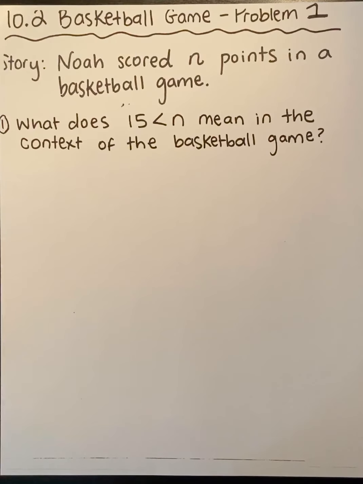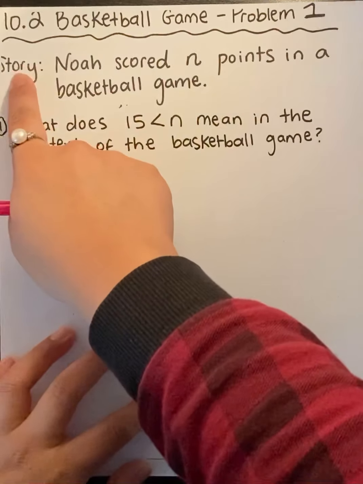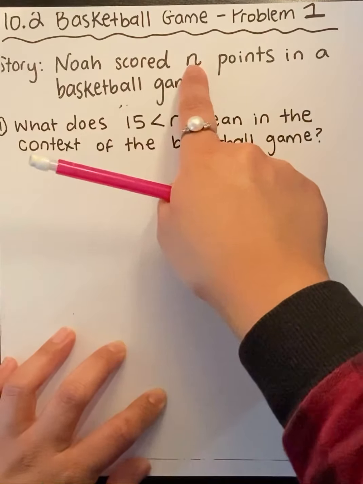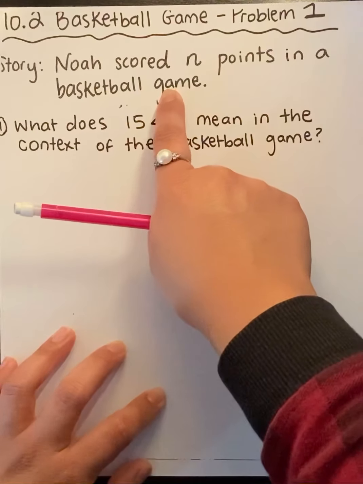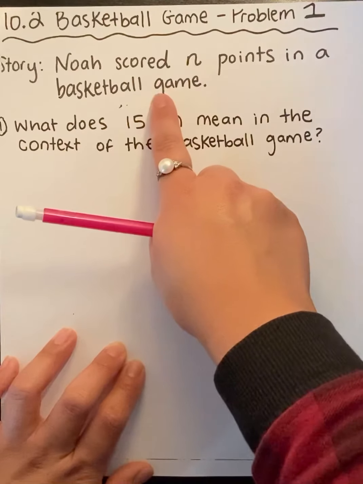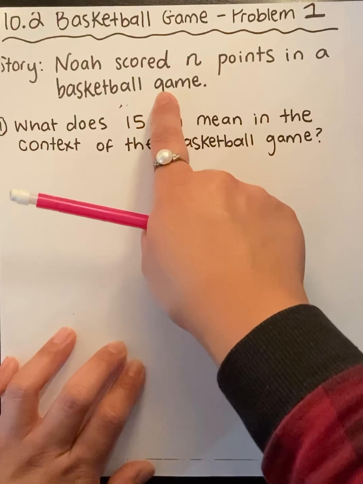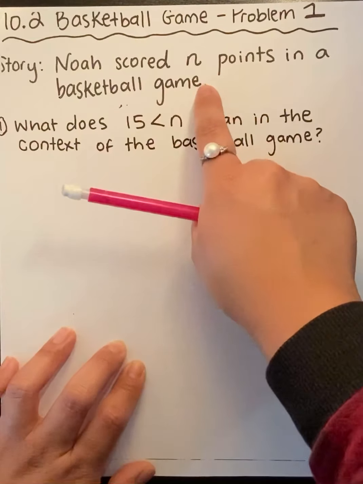In this activity, we are talking about this context, which is another word for story. Noah scored N points in a basketball game. Before I read the problem, let me make sure my brain understands this context or story.